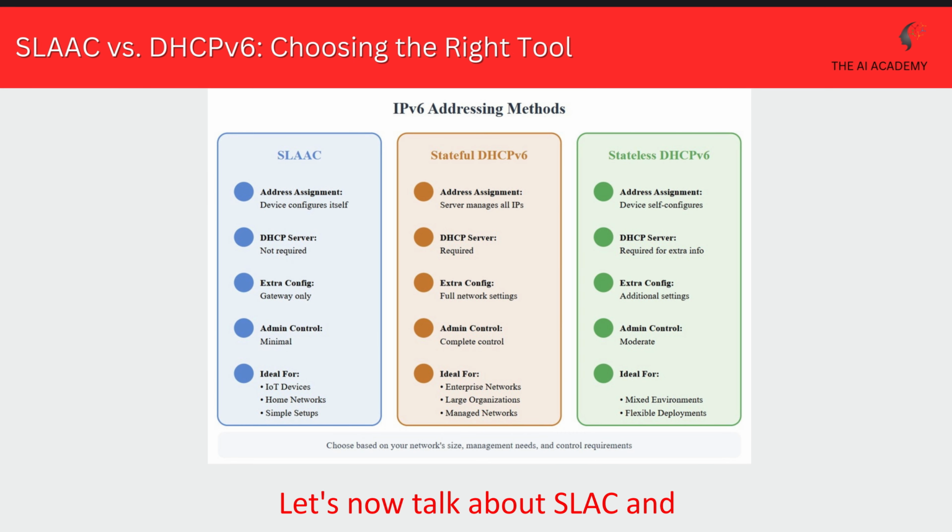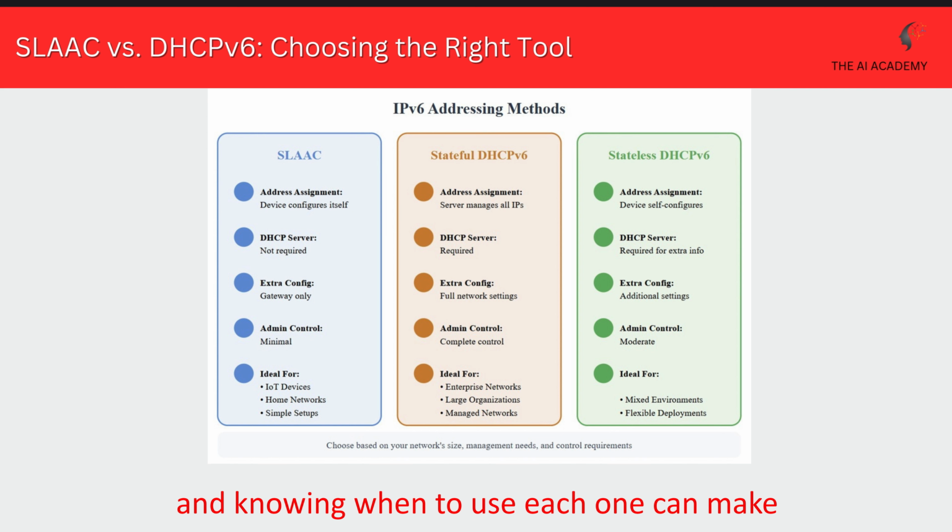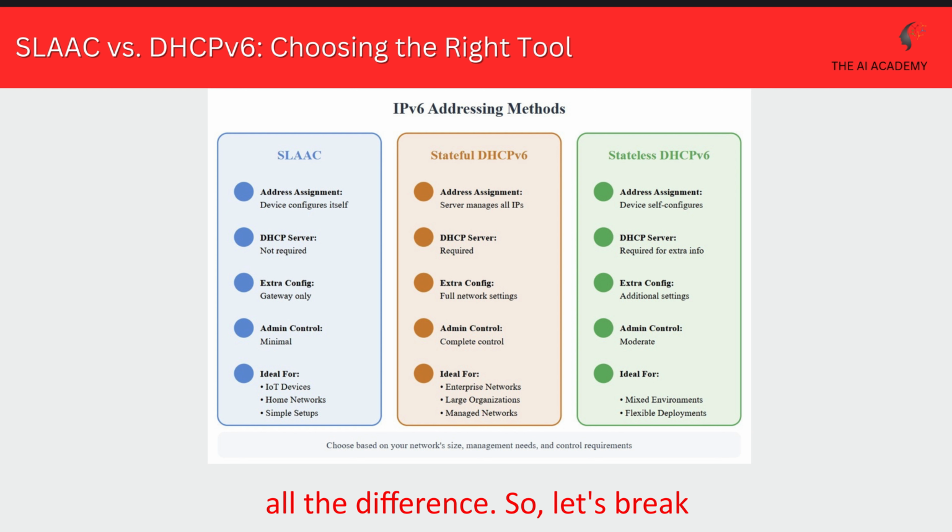Let's now talk about SLAAC and DHCPv6, two tools for configuring IPv6 addresses. They're like different tools in a toolbox, and knowing when to use each one can make all the difference. So, let's break it down. Address assignment. First, how do devices get their IP addresses? With SLAAC, the devices handle it themselves. They figure out their own IPs, pretty independent, right?